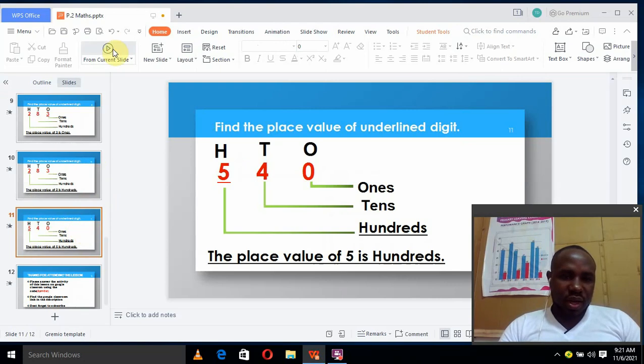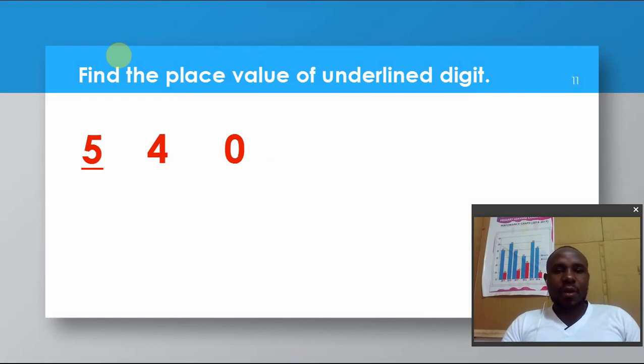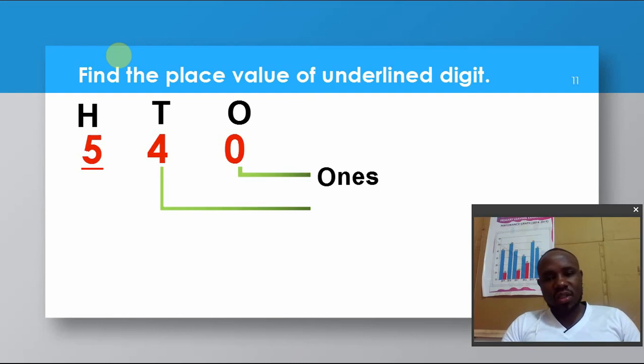That's what we had in our lesson today. Let's look at the last example and see what's next. I have my number there, 5, 4, and 0. Find the place value of the underlined digit. The underlined digit is 5. So we begin with 0. O to mean ones, T to mean tens, then H to mean hundreds. The first one is ones, the second one is tens.